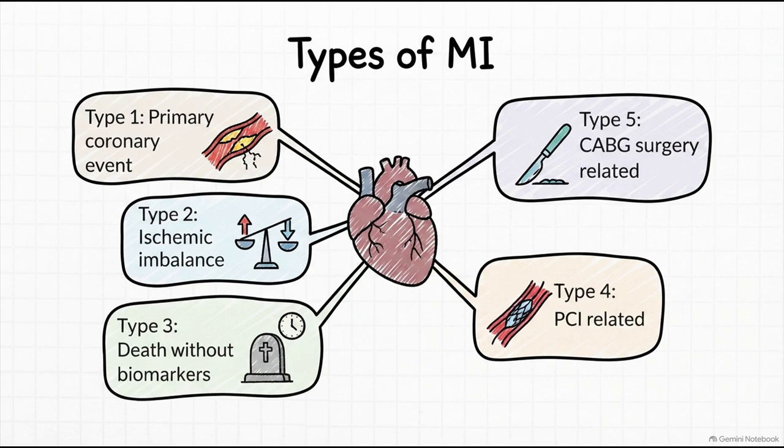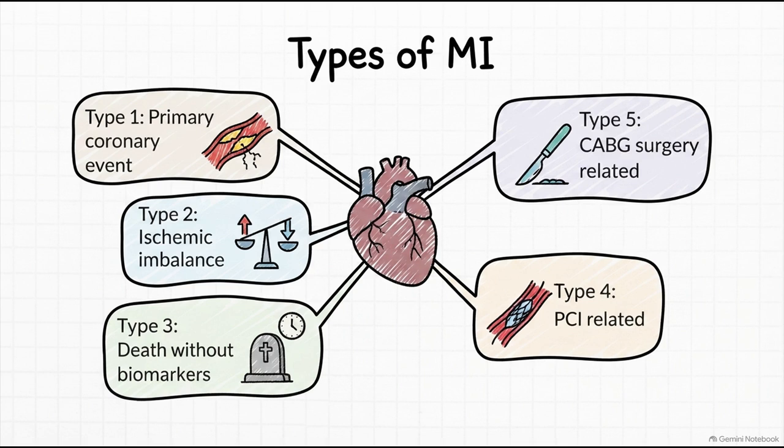The death occurs before blood samples for cardiac biomarkers can be obtained, or before those biomarkers have time to elevate. Sometimes it's only detected retrospectively during an autopsy. Because type 3 cannot be classified strictly by biomarker elevation like types 1 or 2, it is assigned to code I21.A9 for other myocardial infarction type. It's a rare but incredibly important distinction for your CDI and coding accuracy.